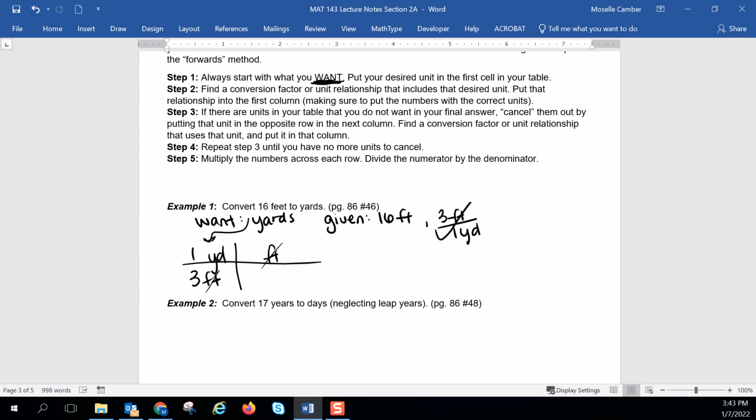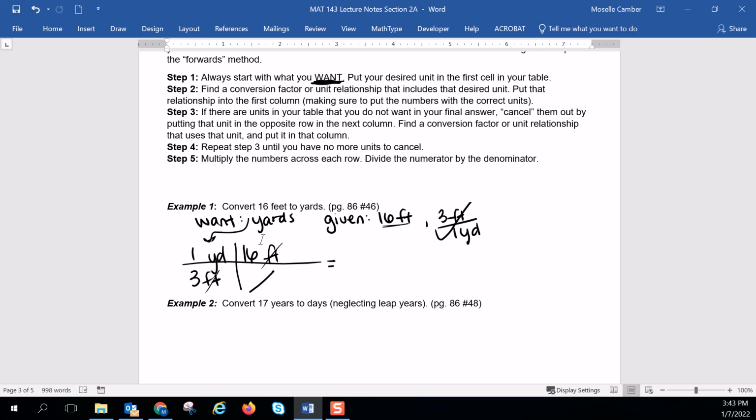Well, now I have a unit without a number, so I have to find something that has feet in my given. Well, I have 16 feet here, so I'm going to put 16 here. Now, because it's just 16 feet, just a basic measurement, it's not any part of conversion, and it doesn't have a relationship or anything, I don't have to put anything down here. So now I've got feet canceled out. The only other unit that I have in my answer is yard, which is what I want, so I can go ahead and do the last step, which is to multiply across.